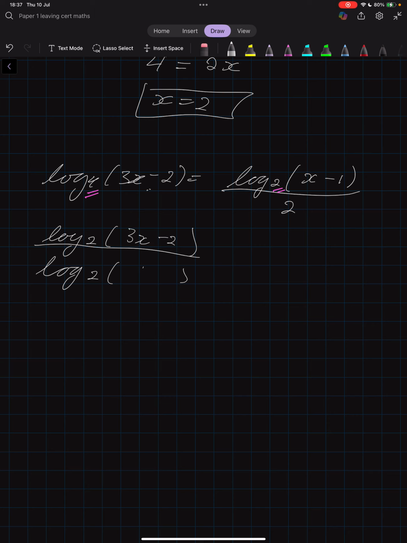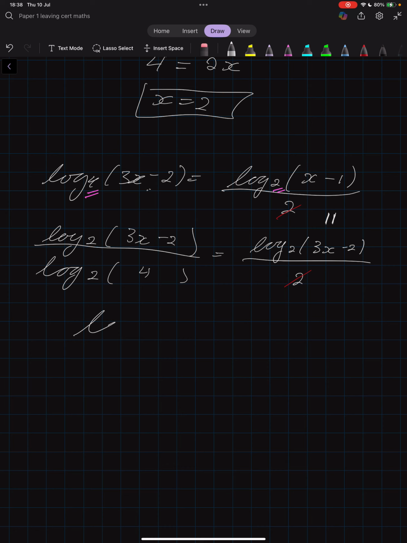This 4 goes on the bottom. So that's equal to log to the base 2 of 3x minus 2 all over log to the base 2 of 4, that's 2. So 2 to the power 2 gives me 4. Okay? Remember, these two things are equal. So the 2 on the bottom cancels.